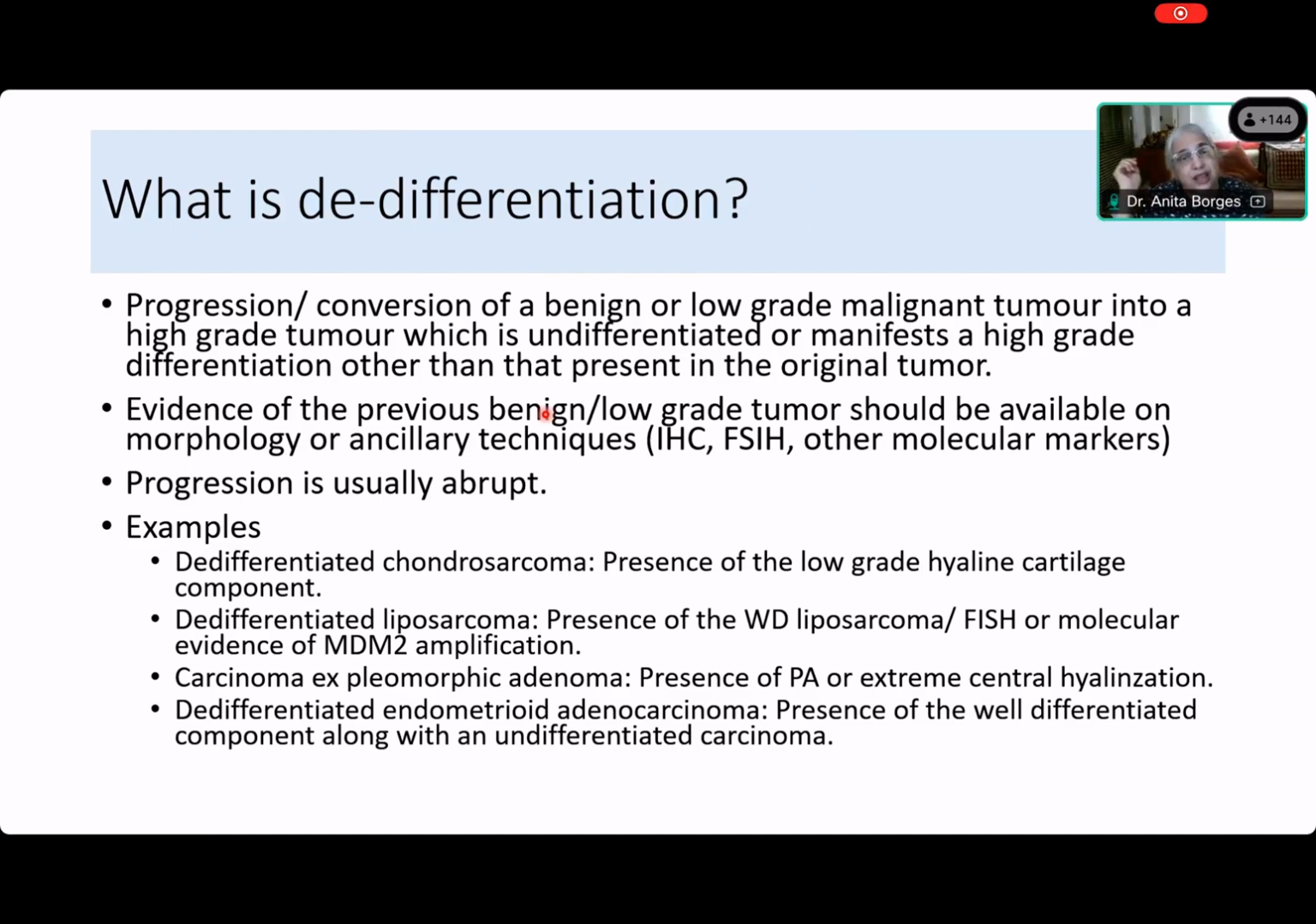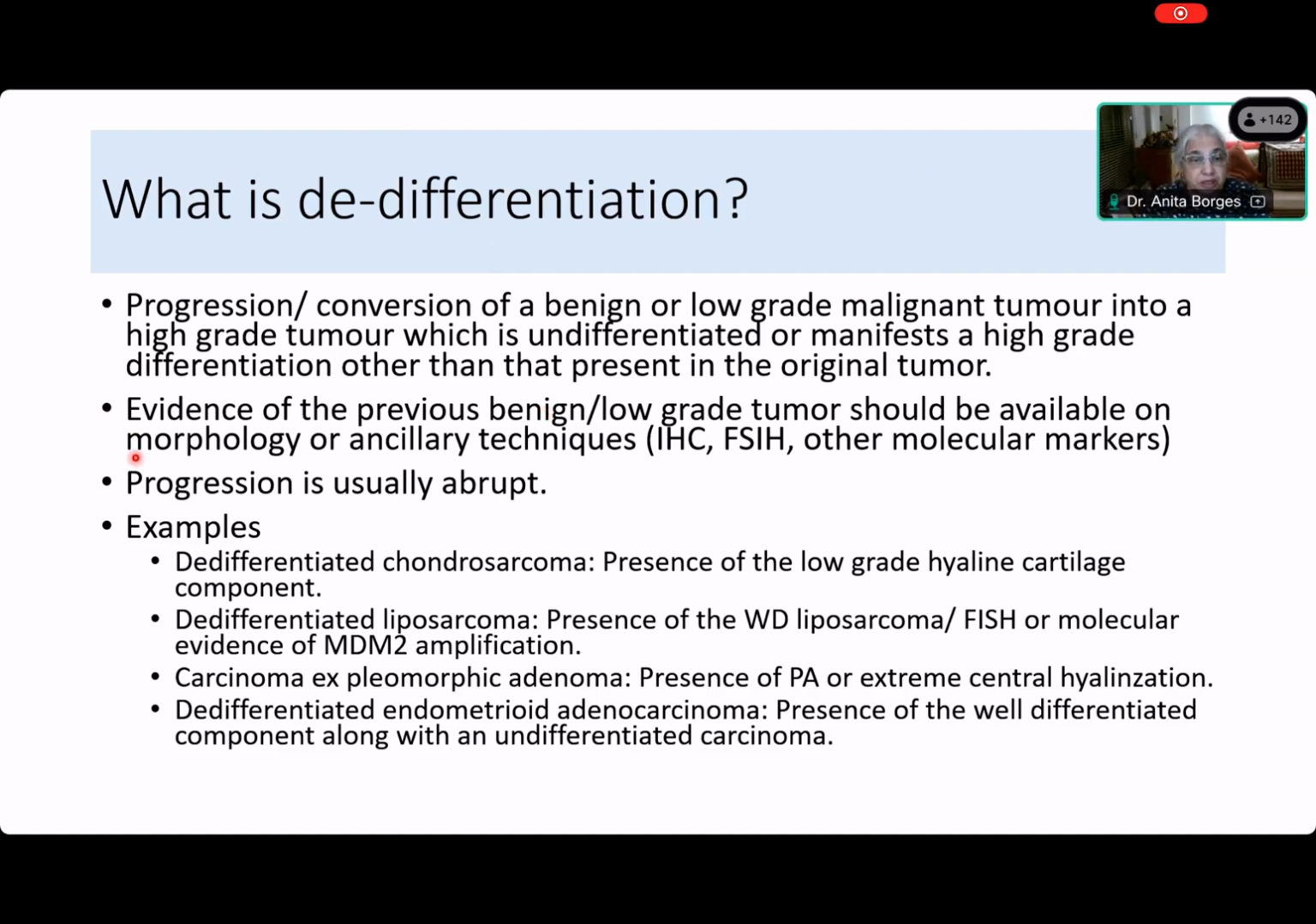Okay, so evidence of the previous benign or low-grade tumor should be available on morphology or on ancillary techniques. And he mentioned liposarcoma, which turns into this. There are some molecular markers, right? And we can do those molecular markers and show that this was once upon a time a well-differentiated liposarcoma. Now it is expressing MDM2 either on immunohistochemistry or on FISH. There is amplification. So this progression is usually abrupt, and I'll show you some examples.